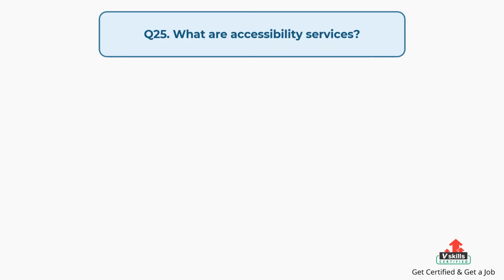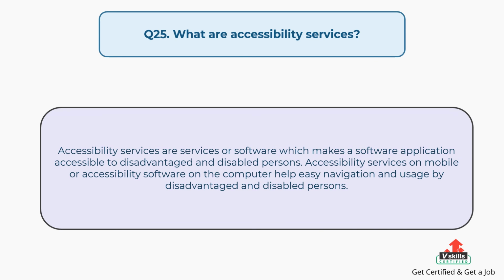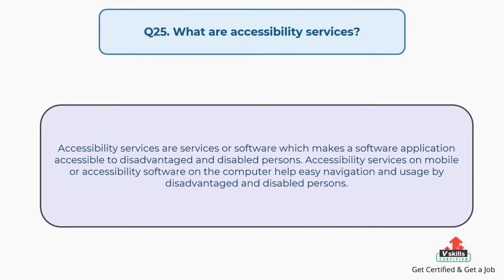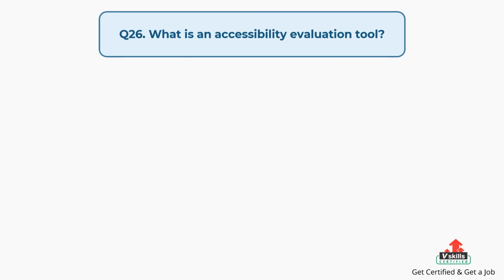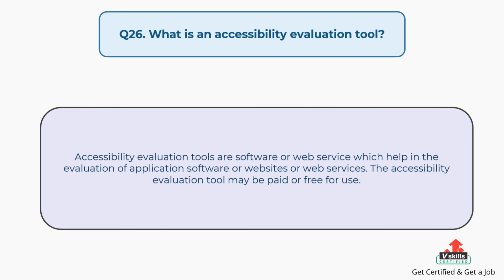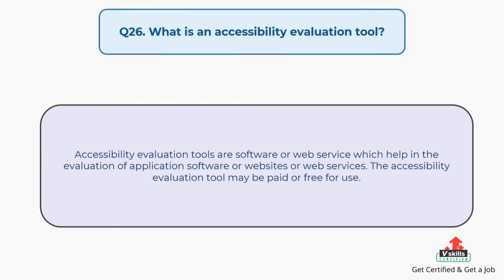Question number 25, what are accessibility services? The answer is: accessibility services are services or software which make a software application accessible to disadvantaged and disabled persons. Accessibility services on mobile or accessibility software on a computer help easy navigation and usage by disadvantaged and disabled persons. Question number 26, what is an accessibility evaluation tool? The answer is: accessibility evaluation tools are software or web services which help in the evaluation of application software or websites or web services. The accessibility evaluation tool may be paid or free for use.